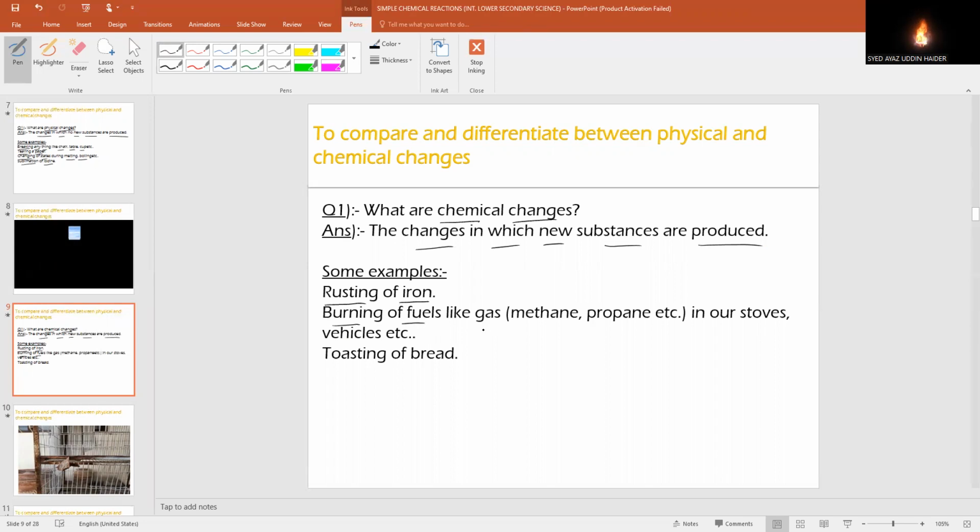Burning of fuels like gases in our stoves, vehicles, etc. Here, two gases are mentioned. That's methane and propane. In our stoves, usually methane gas is used. Whenever you burn this methane gas, you will always get a new product. Toasting of bread. Whenever you toast bread, you have noticed that the color of the bread will change. And if you keep on toasting or burning it, then you will be left with black ash. This is due to the formation of new substances.